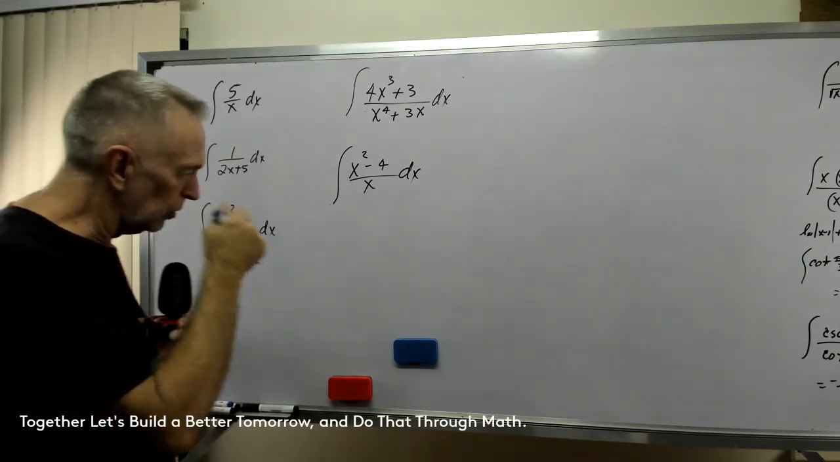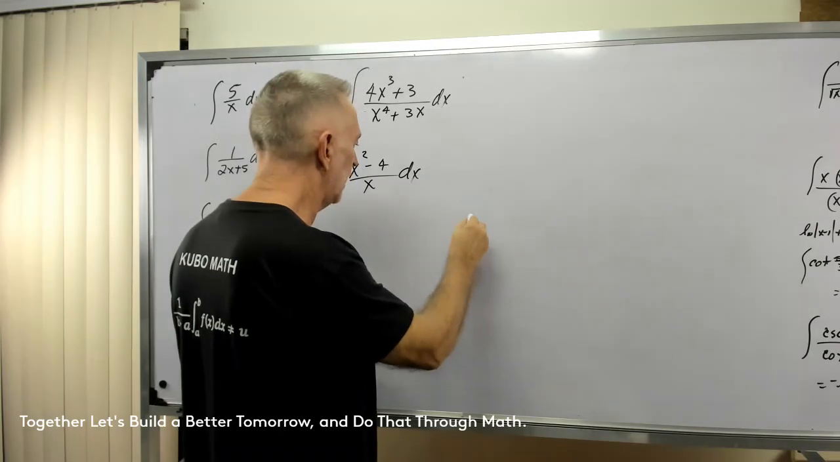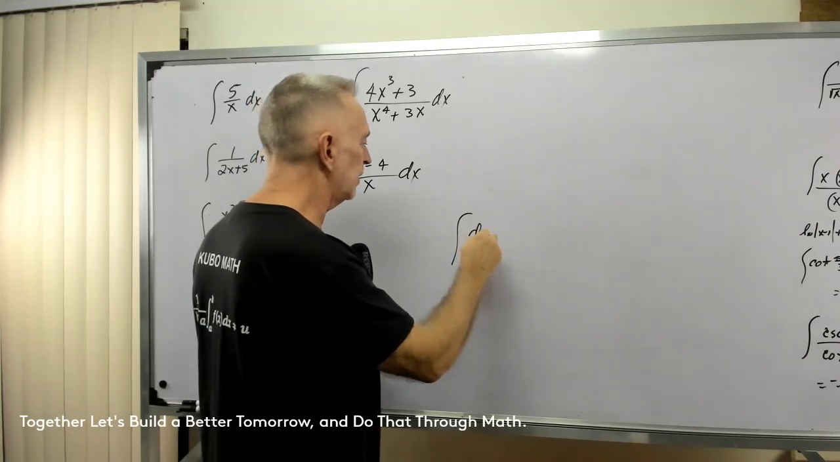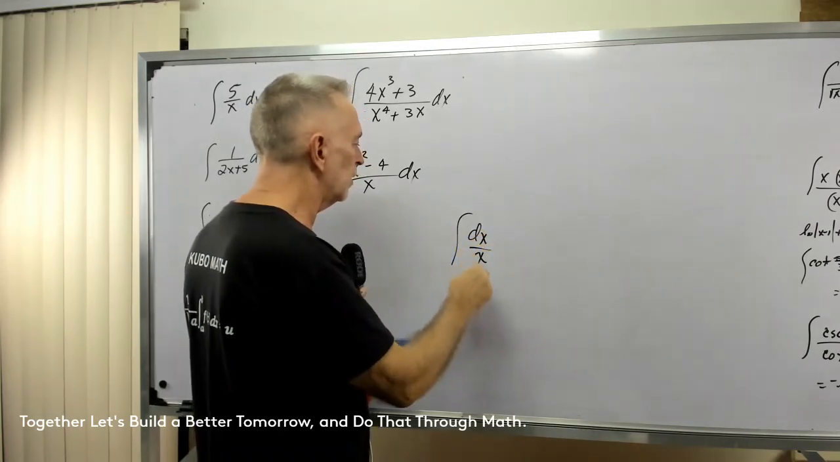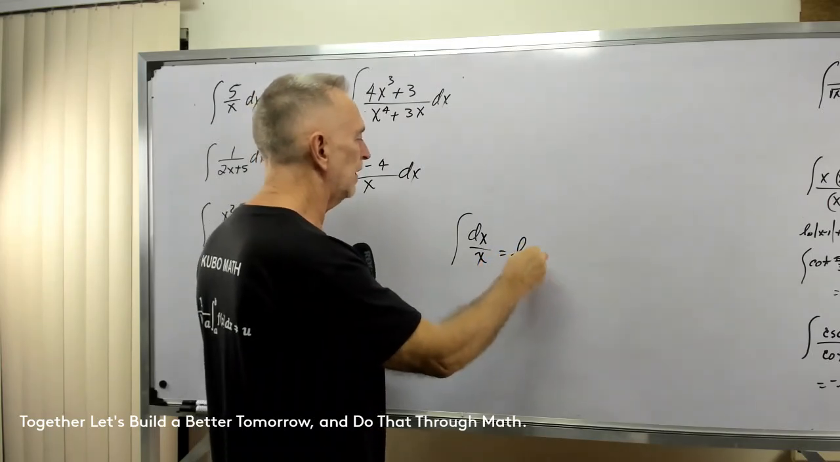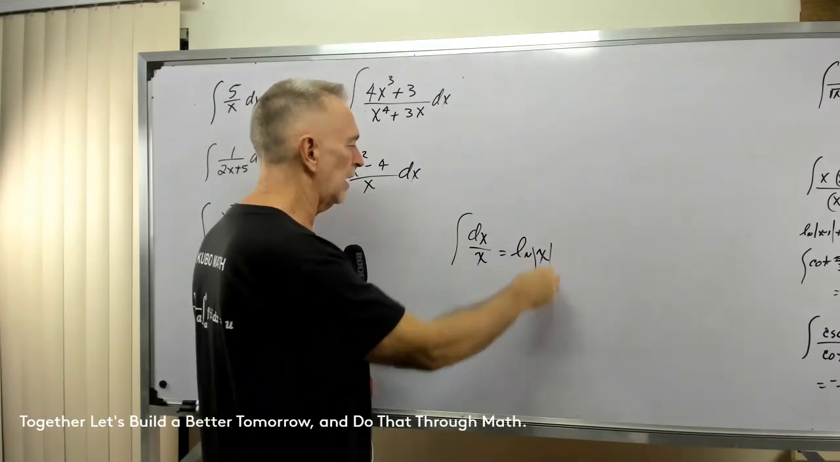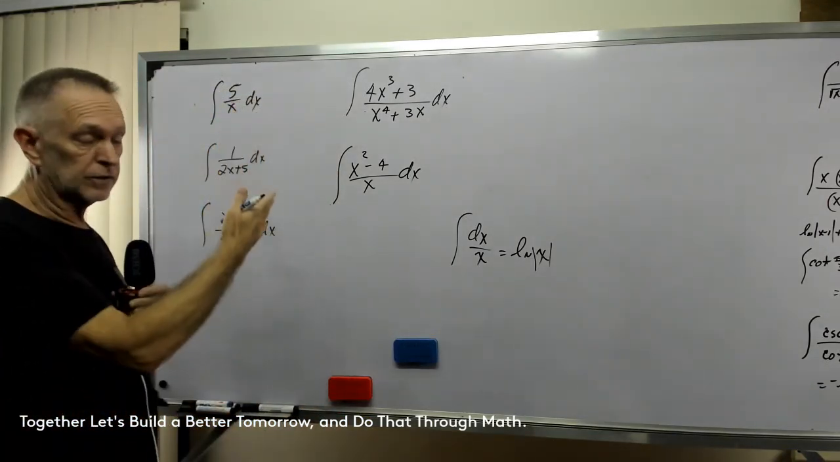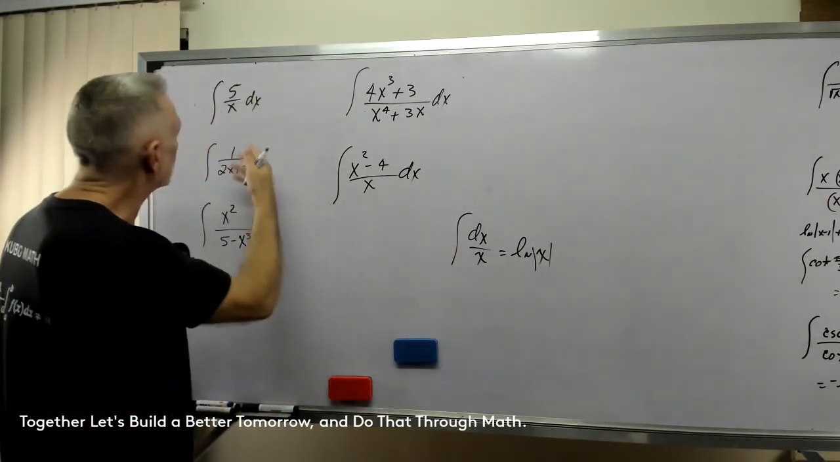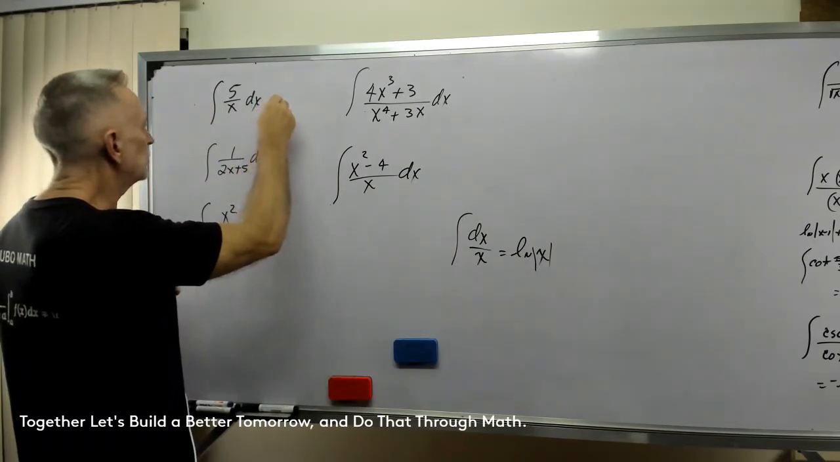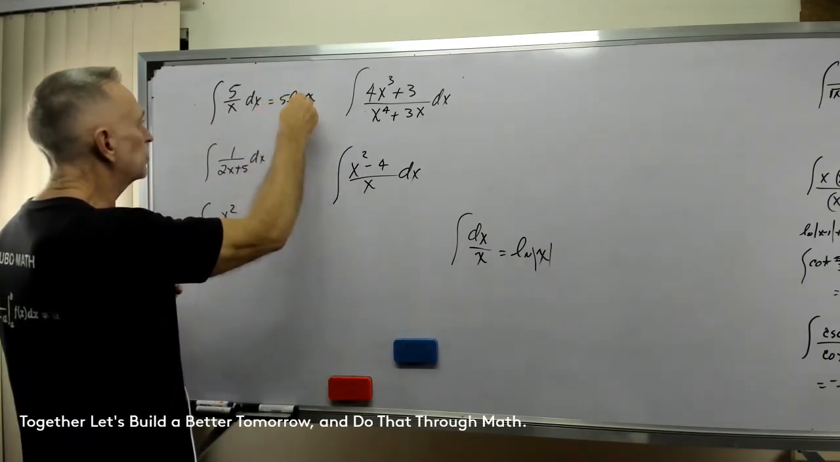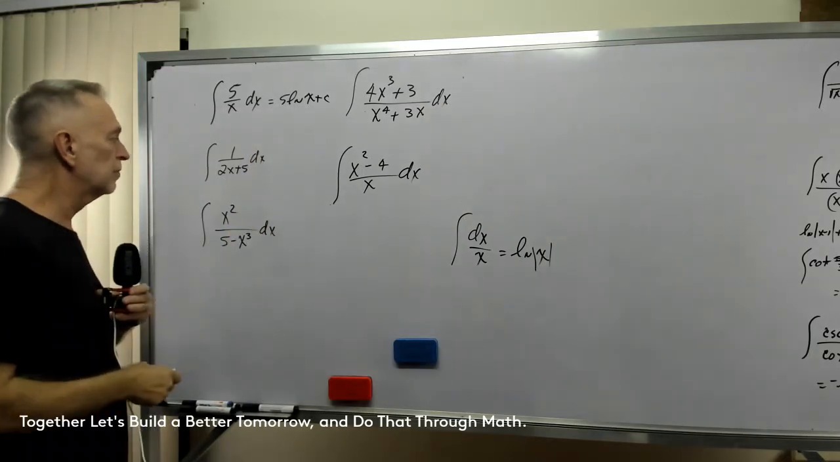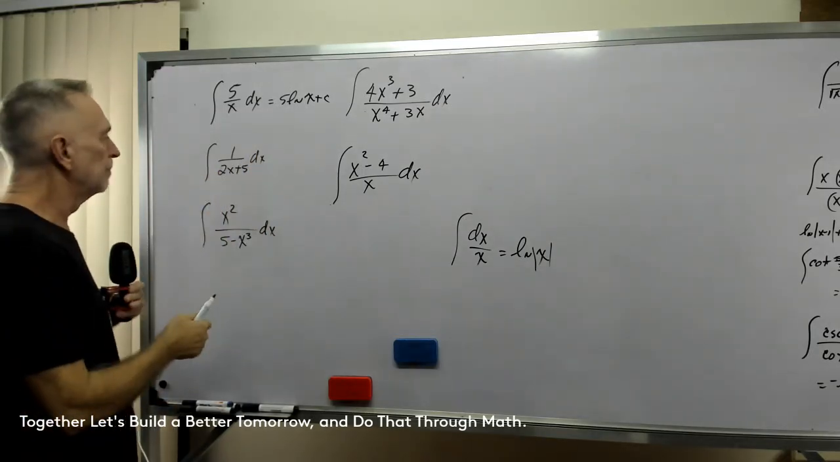But you recall that we have an integral of the derivative of a function over a function. That's the definition for natural log of x. So when you see something like this, by definition you could think, well, that's 5 times natural log x plus c. So those become really easy, just like this one here.